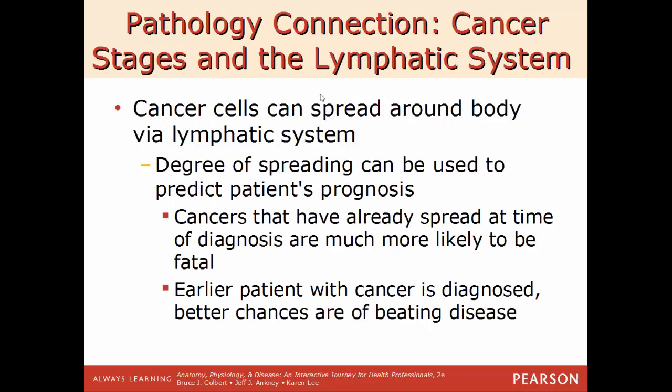All right, now move on to cancer stages and the lymphatic system. Cancer cells can spread throughout the body through the lymphatic system. So the degree of spreading can be used to predict a patient's prognosis. Cancers that have already spread at the time of diagnosis are much more likely to become fatal. So the earlier a patient is diagnosed with cancer, the better the chances are of beating the disease.